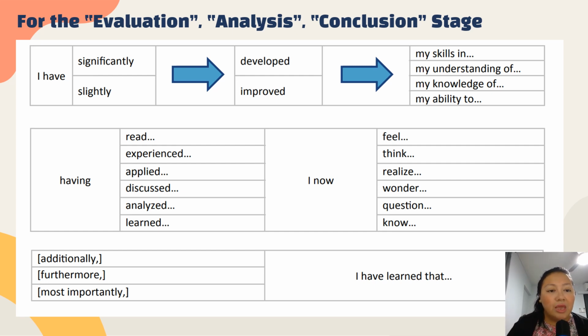For example, I have significantly improved in my ability to empathize with people who are struggling thanks to my experience with the pandemic, something like that. All right, so again, you can use all these sentence stems in your evaluation, analysis, and conclusion stage. Again, you may stop the video here so you can actually copy all this. This video is here to help you write.